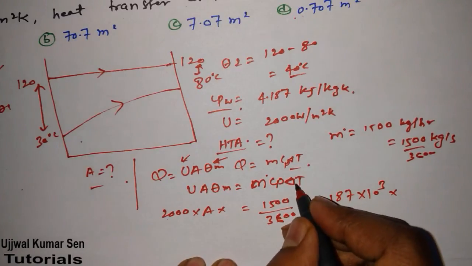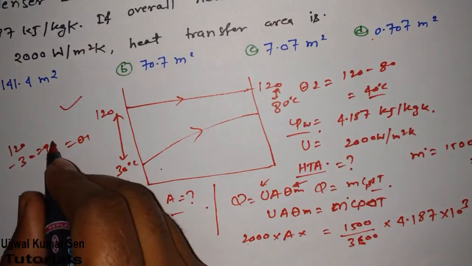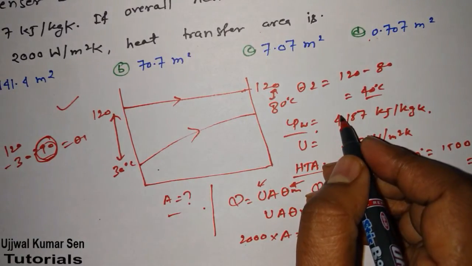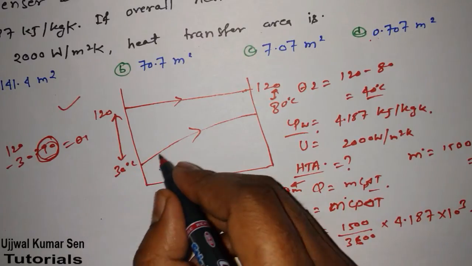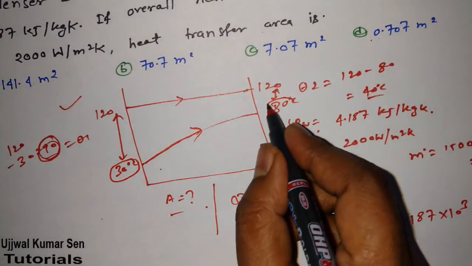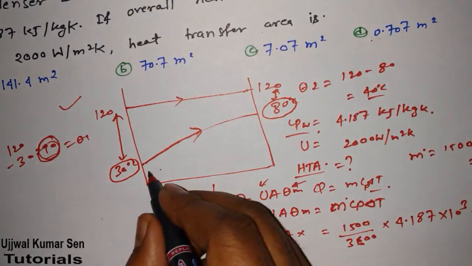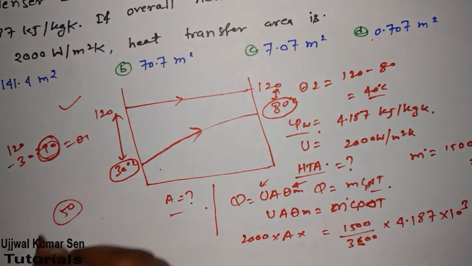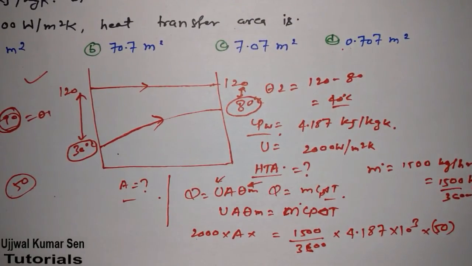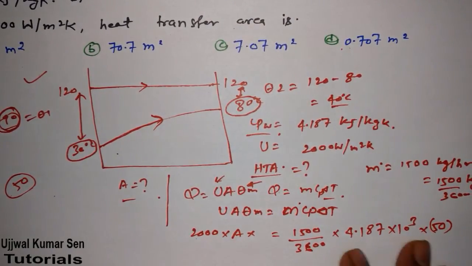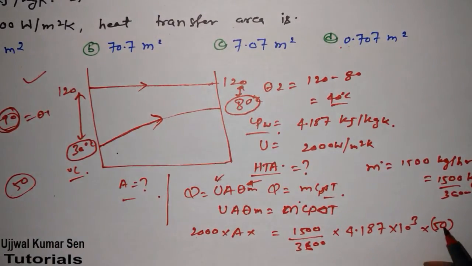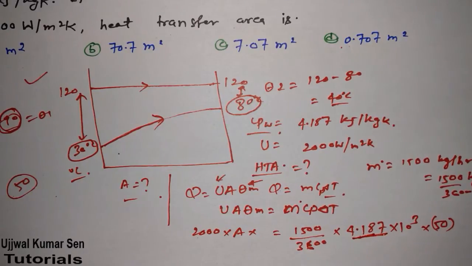Now what is delta T? Change in temperature. Here the temperature is 30, and here how much temperature do we have? 80. So the change in temperature is 50, so we can write 50. Now you may be thinking that the temperature is given in centigrade here, but here we have given in Kelvin.